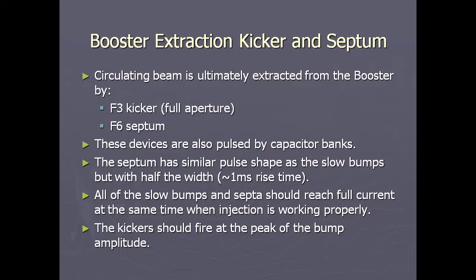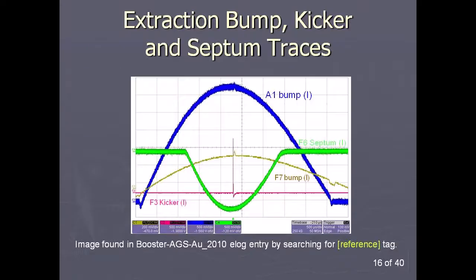Like we were saying, ideally we extract at the peak of the extraction bump, which is very long compared to the kicker, and the kicker should fire at the top of the bump. Here we have 2 of the 4 bump components and 2 fast kickers. So here we have the A1 bump and the F7 bump, and you'll see their bases are very long, whereas the time scale is much smaller than it was on the other plot. The F6 septum similarly has a slightly shorter pulse time, but the F3 kicker, this pink trace, is barely visible. On a time scale much larger than this, it would disappear altogether.